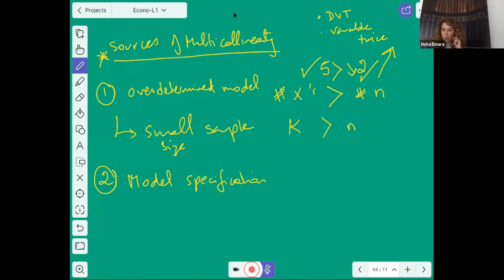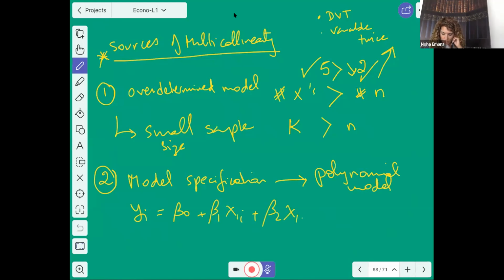One of the important model specifications that can lead to multicollinearity is polynomial models. I'm sure you understand that if I have a model with beta naught plus beta 1 x1i plus beta 2 x1i squared, this is a multicollinearity issue between x1 and itself squared, right? We will talk about that. So this one would lead to multicollinearity because of the model specification. Whether it's acceptable or not, this is what we will discuss in our next topic.